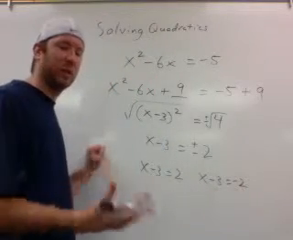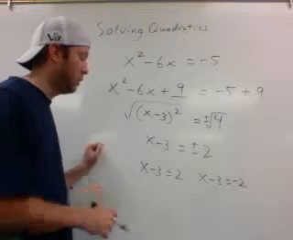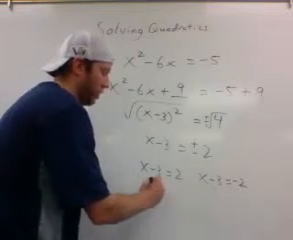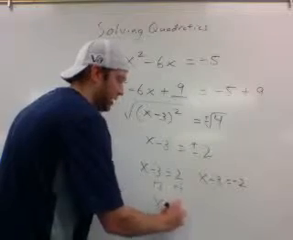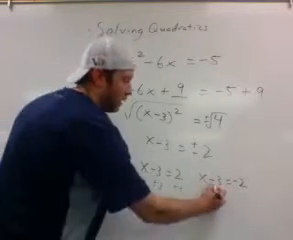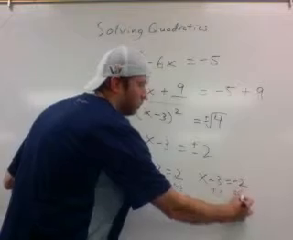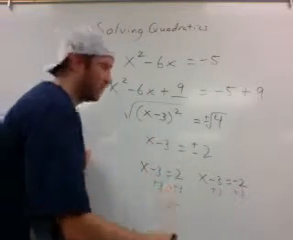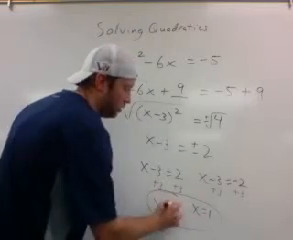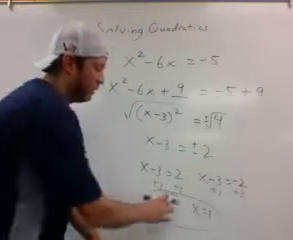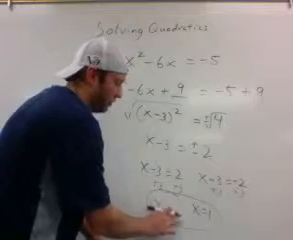So here's how I'm setting up my problem to get my two answers. Well, x minus 3 equals 2, add 3. So there's x equals 5. We had that one before. Add 3 here. Negative 2 plus 3 is 1. And there we go again. X equals 5 and x equals 1.